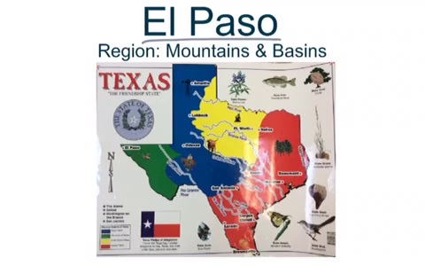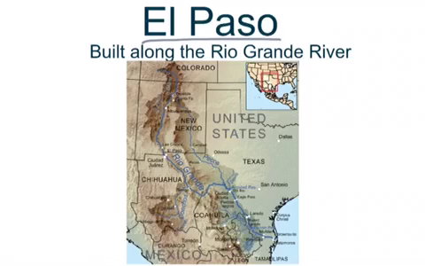Now, El Paso's region is located in the Mountains and Basins region. You can see right there on the western left tip of Texas, there's El Paso in our green area, which represents our Mountains and Basins area. Now, El Paso was built along the Rio Grande River. As you can see here, there's El Paso right there. I'm circling it. And there's the Rio Grande River coming down all the way through, as you can see there. That's where El Paso was built.